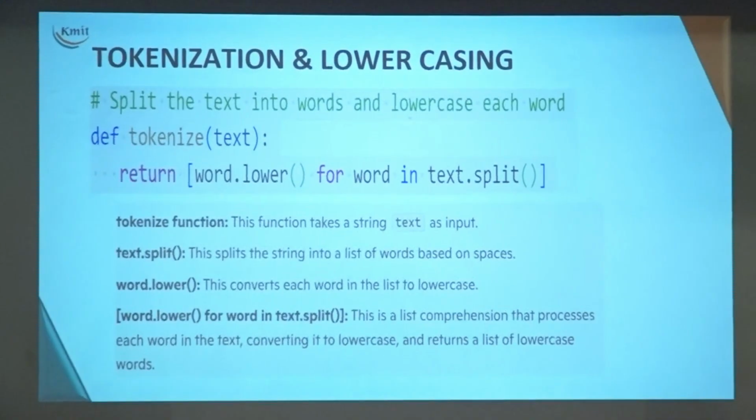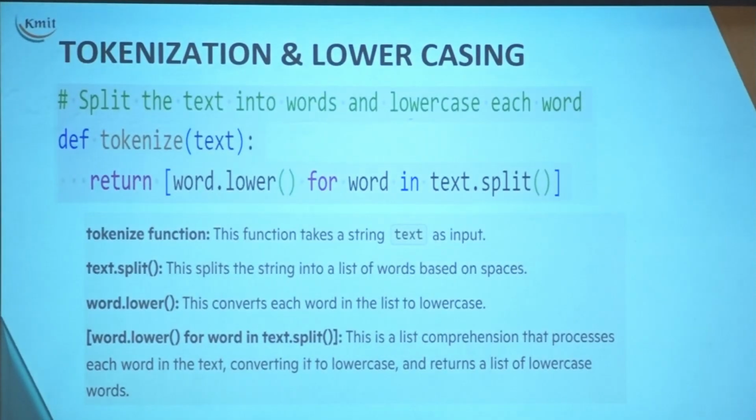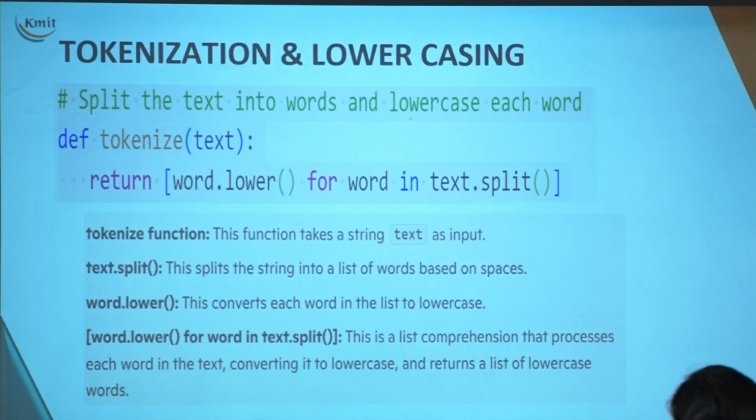Input tokenization. To avoid what am I going for lower casing? Case sensitivity. I already told you we have to deal with the case sensitivity issue. So because of that, try to convert all your tokens into lower case. So here what I am doing as tokenization is splitting my given text into words.